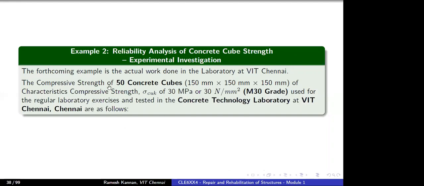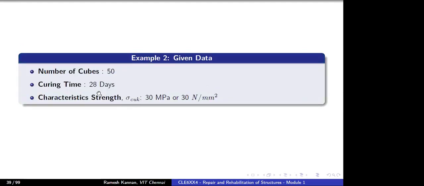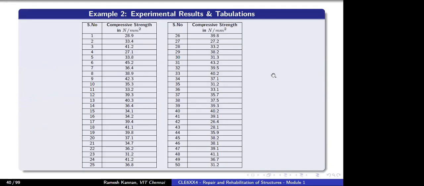It's from my lecture notes for the course Repair and Rehabilitation of Structures. In fact, we cast 50 cubes way back in 2014, for M30 grade at VIT Chennai. It's a 28-day test, and the characteristic strength is 30 MPa because it is M30 grade with 50 cubes, and this is the data. So we have got the compressive strength and so on.